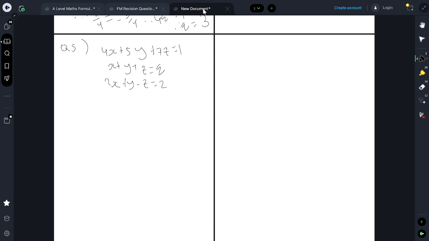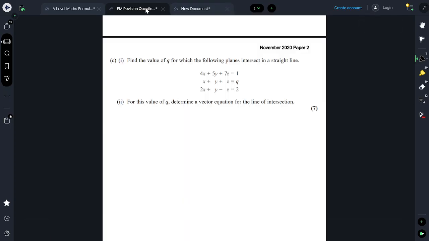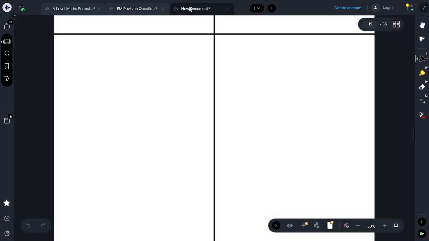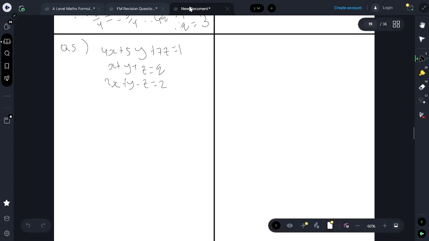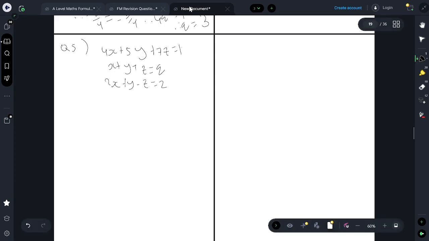Okay, so then it's asking what value of q makes there essentially infinitely many solutions, right? The wording was that the planes intersect in a straight line. Obviously a line has infinitely many points, so there are infinitely many solutions to this equation here. Well, the strategy for this is essentially to show that two equations are basically equivalent. That's the strategy here.